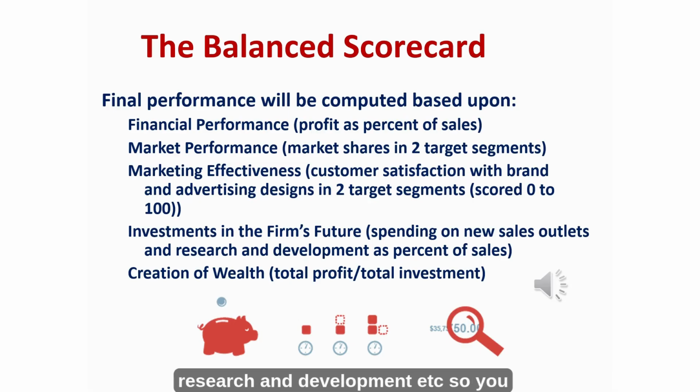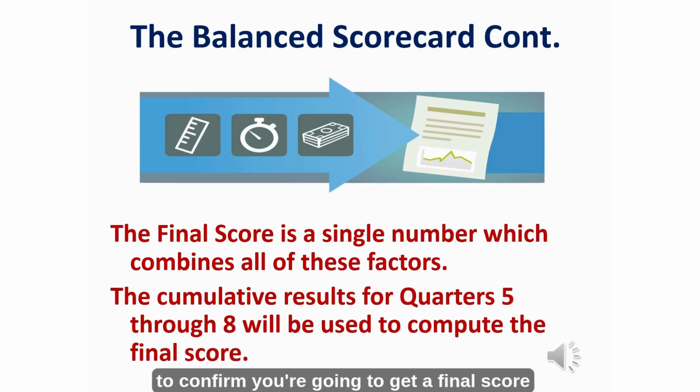Investment in the firm's future, spending on new sales outlets, research and development, etc. So you need to expand each quarter, and then you'll get a good investment in the firm's future. And last, creation of wealth. You have to be making profit, total profit over total investment, and you're going to get scored on that for each quarter. Just to confirm, you're going to get a final score combining these factors for quarters 5 through 8, and that will be used to compute the final score and your grade on the simulation.